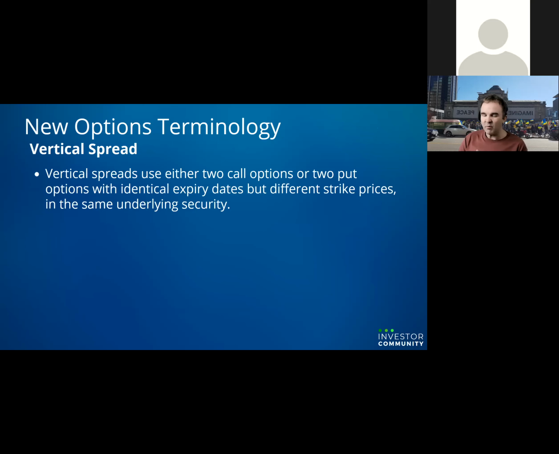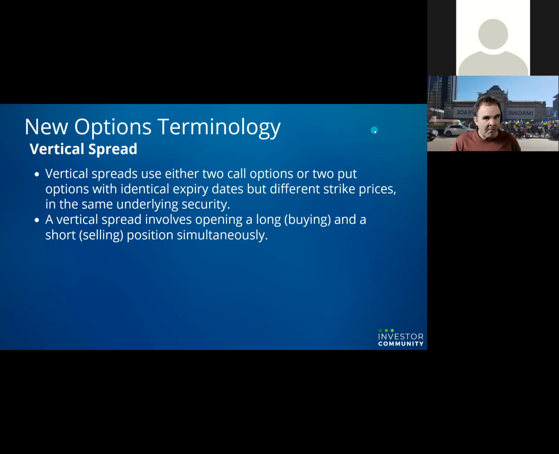So say, for instance, maybe we're talking about Tesla. We are going to look at one expiry date, right? Both of these have to have the same expiry date, but they'll have different strike prices. And I'll show you how this works in a sec. A vertical spread involves opening a long, or buying, an option and being short, or selling, an option simultaneously.